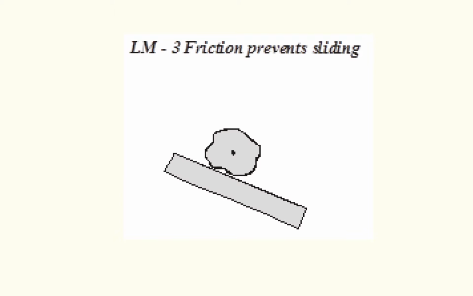All right, so our next one is LM3, friction prevents sliding. So we're going to have frictional force preventing it from sliding. Sliding will go this way, so the frictional force has to act in the opposite direction. But before we do that, we're going to have to draw a couple of forces. First one, as always, we want to draw our gravitational force. So we label that F sub g.